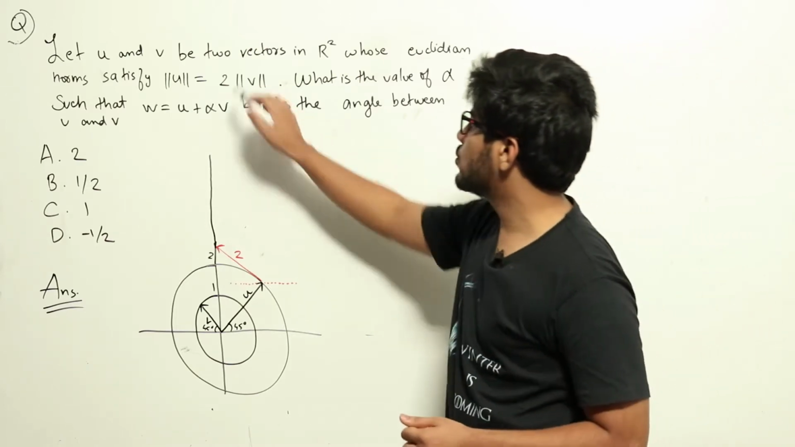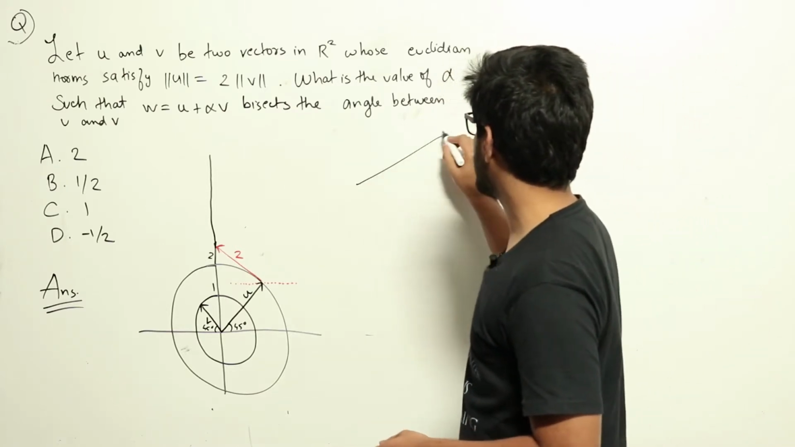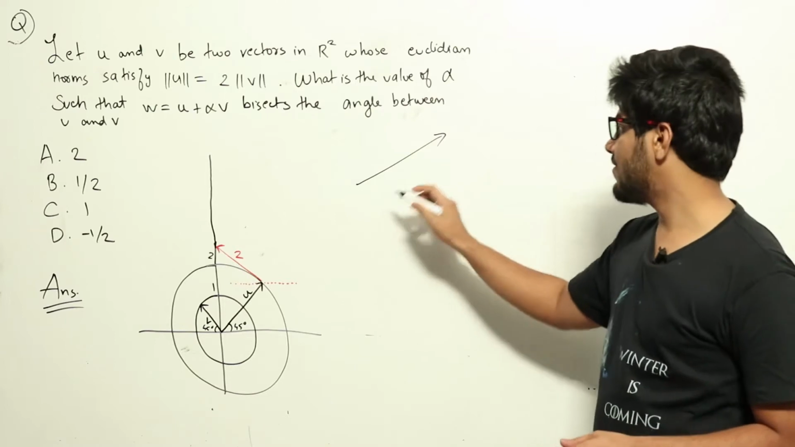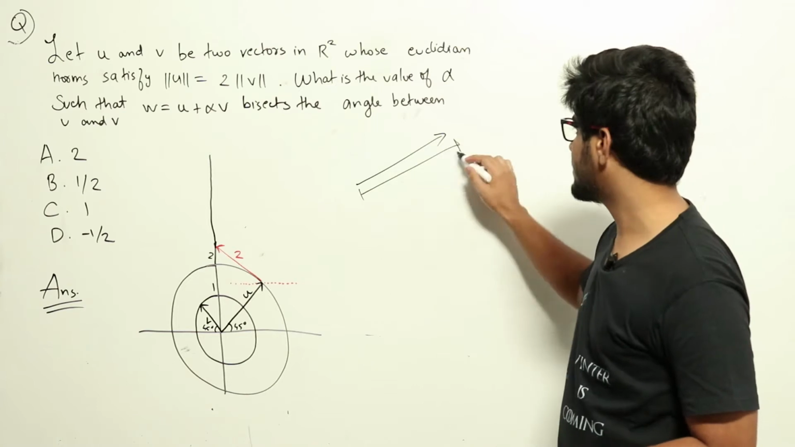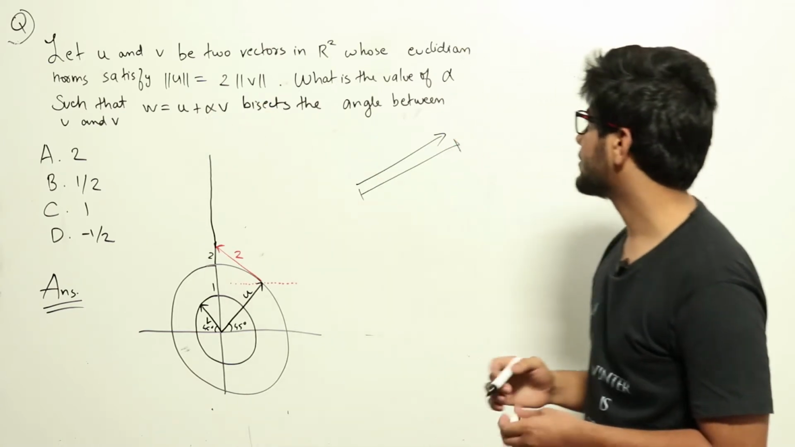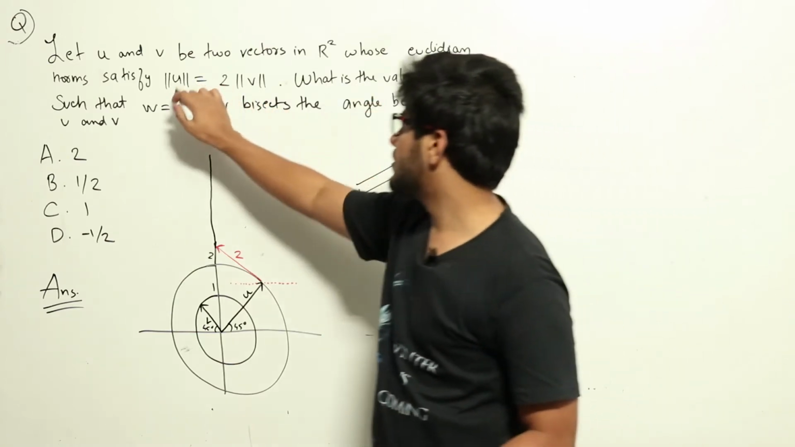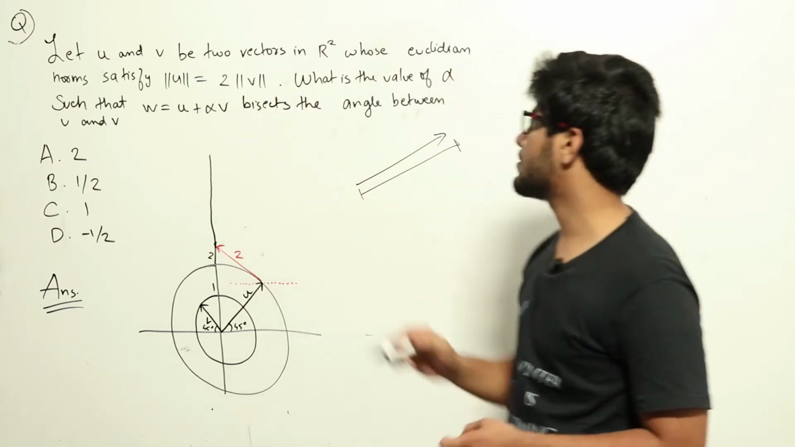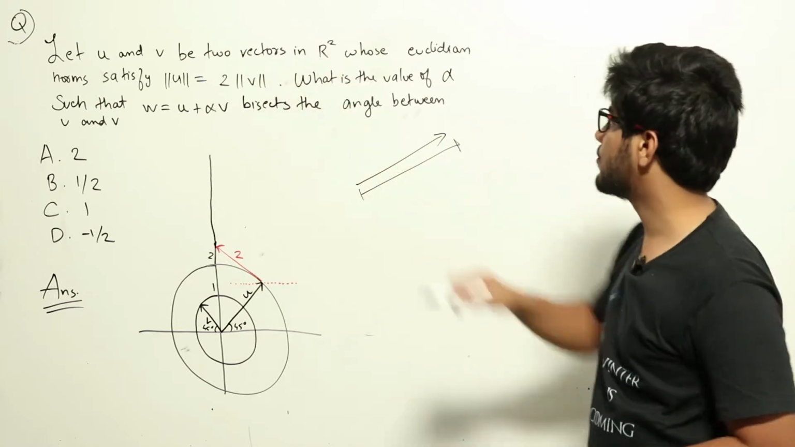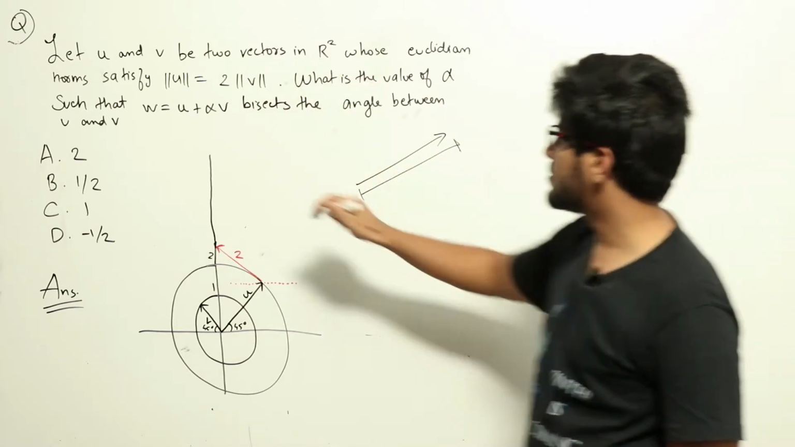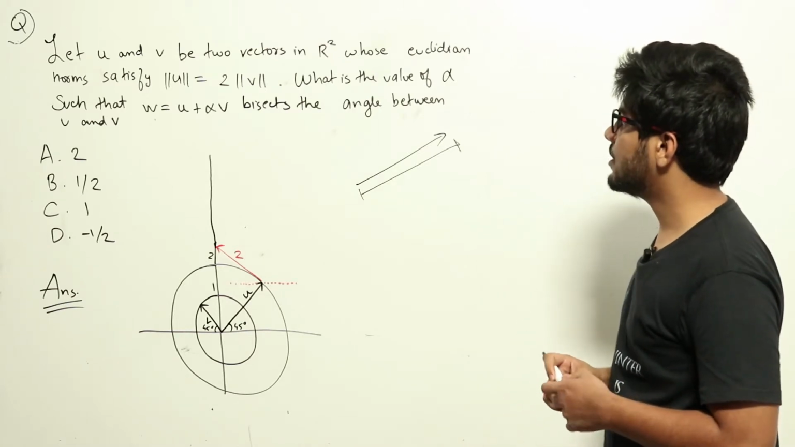Here they have given us two vectors, u and v. So let's take one sample vector u. A vector will have a direction as well as an associated length of this arrow. This length is what we call the norm of the vector. So here we have two vectors which satisfy the condition that norm of u equals 2 times norm of v. That means the length of the arrow for u is twice the length of the arrow for v. What is the value of alpha such that this vector w equal to u plus alpha v bisects the angle between u and v?